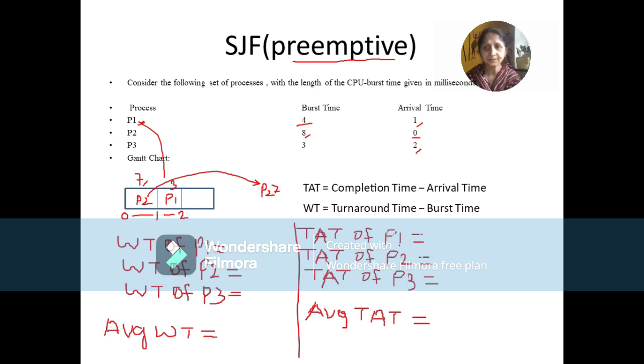P3 has come at time 2. What is the burst time of P3? 3. Now if you see, P1's remaining time is also 3 and P3 is also 3. So the operating system will not waste time in writing the PCBs and sending P1 out and taking P3 in. Rather, P1 only will continue. So now P1 will continue for 3 more milliseconds. So let's show it. P1 will continue for 3 more milliseconds. So at 5, P1 will be fully completed.